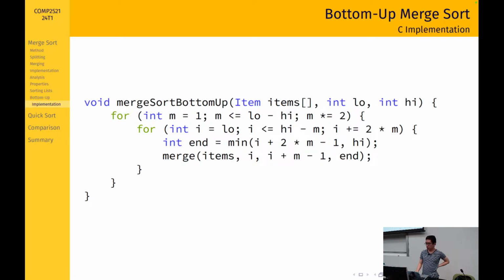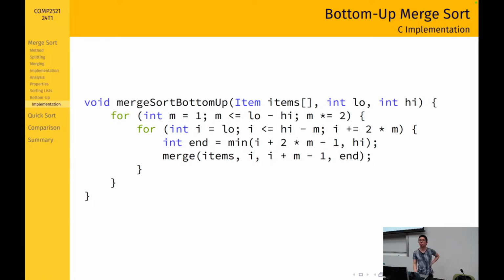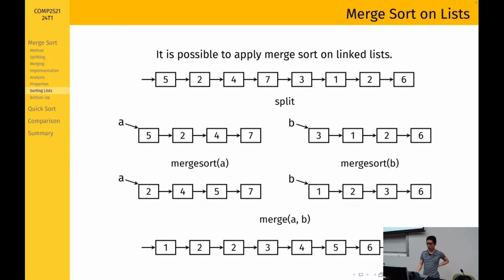Okay, so that is merge sort. Does anyone have any questions? Yeah. So if we have a bottom-up version, what's the advantage of using the recursive, top-down merge sort? That is a good question.